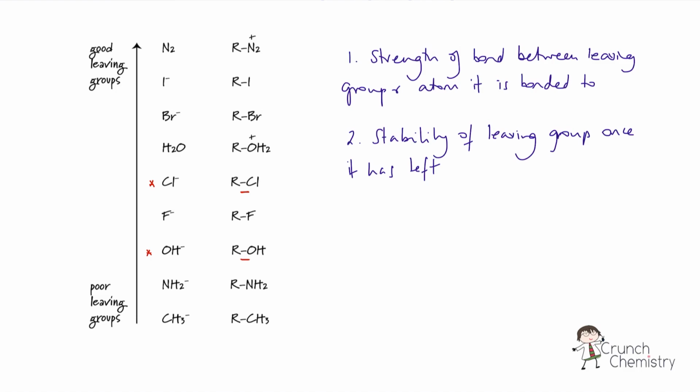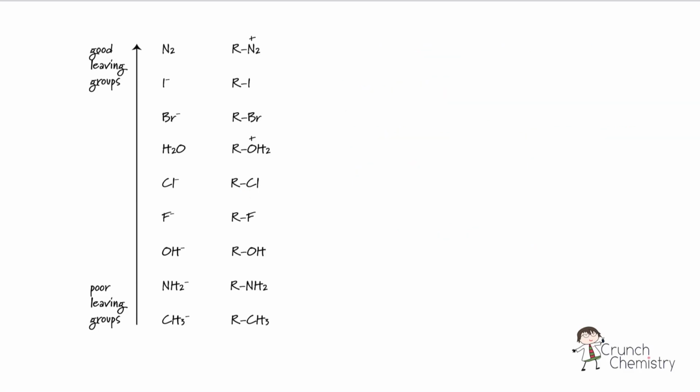Remember that in each of these examples, R stands for an alkyl group. So we're talking the rest of the molecule. It could be a methyl, ethyl, it could be something far more complicated. Similarly, if we compare halide ions as leaving groups, we see that iodide ions are better leaving groups than bromide, bromide than chloride, chloride are better than fluoride. And that is all down to the strength of the carbon-halide bond.